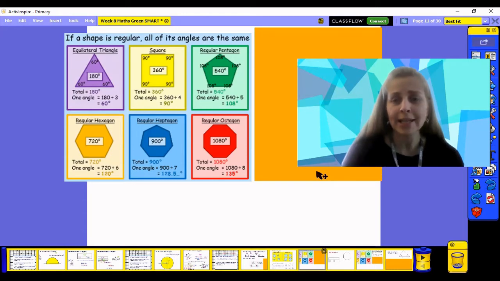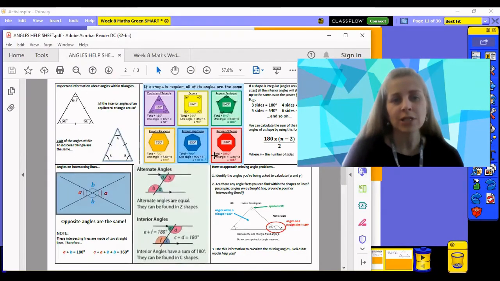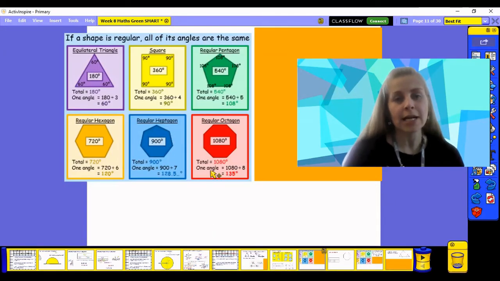One of the first activities you're going to be asked to do is look at the interior angles of regular shapes. And just to clarify and remind you, when we're talking about regular polygons, regular shapes, we are talking about shapes that have the same length sides and all the angles inside them are the same. So on your help sheet today, which you have hopefully got with you, you have got some of this information given to you already. So you can refer to that to help you solve these calculation problems.